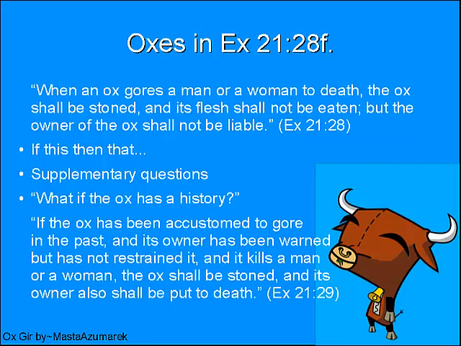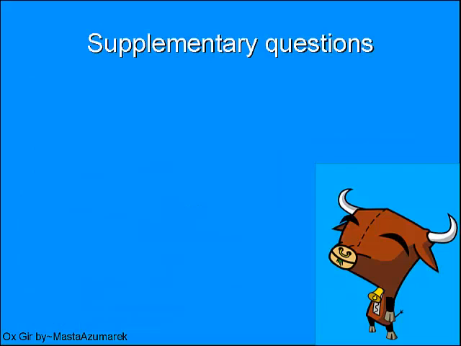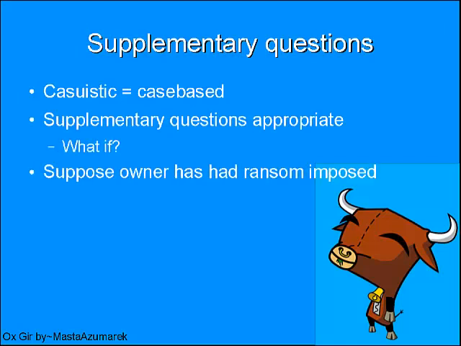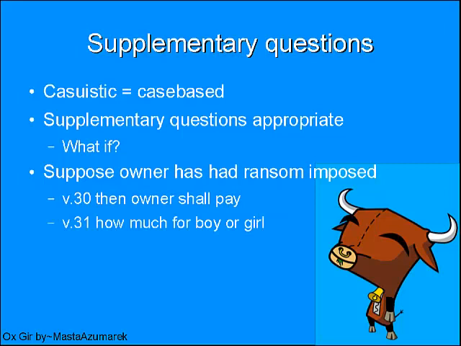If the ox has been accustomed to gore in the past, and its owner has been warned, but has not restrained it, and it then kills a man or a woman, the ox shall be stoned, and its owner also shall be put to death. You see, with casuistic law, with case-based law, we are allowed to ask supplementary questions. Hey, but what if? Suppose the owner has had a ransom imposed on him. Well, verse 30, in that case, the owner shall pay whatever is imposed for the redemption of the victim's life. And verse 31 goes on to explain how much it should be if it's a boy or a girl.